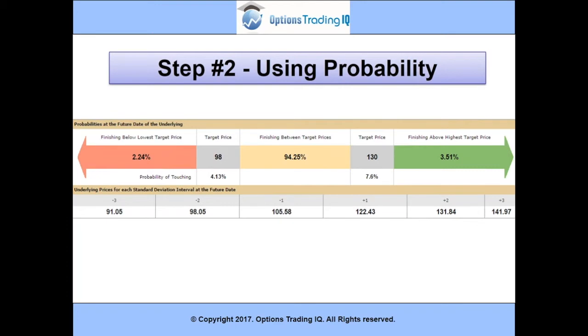Now, it's not perfect. No one can see into the future, but this just gives you an idea, and you might like to use something like this to help you in terms of strike selection and where you're going to place your strikes, okay?